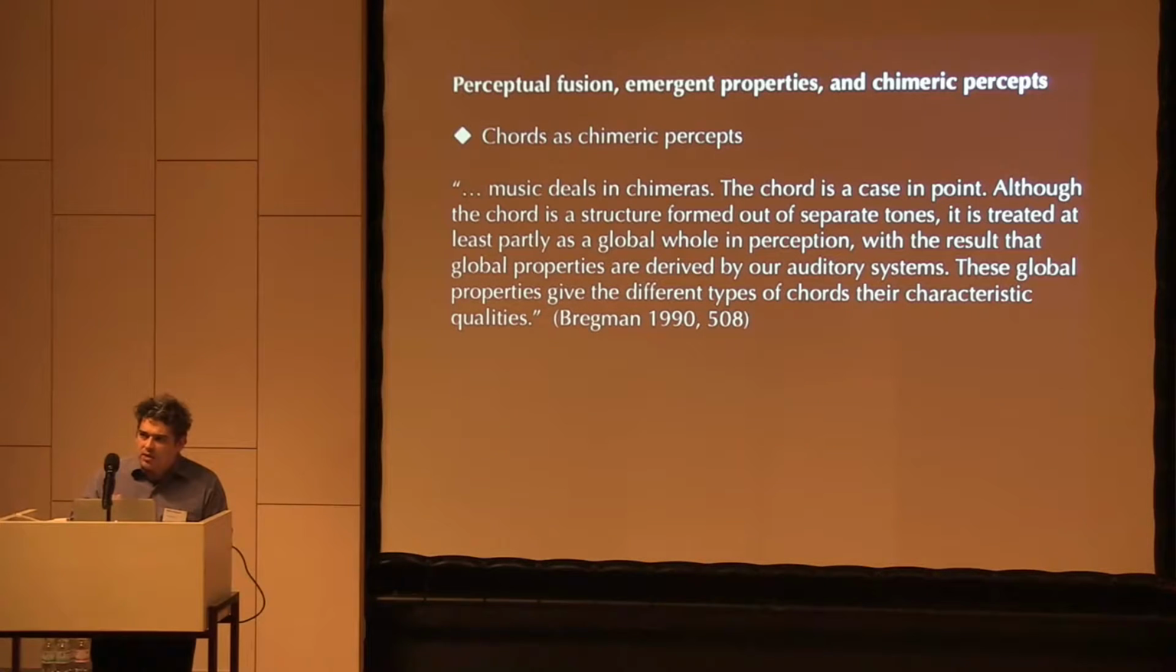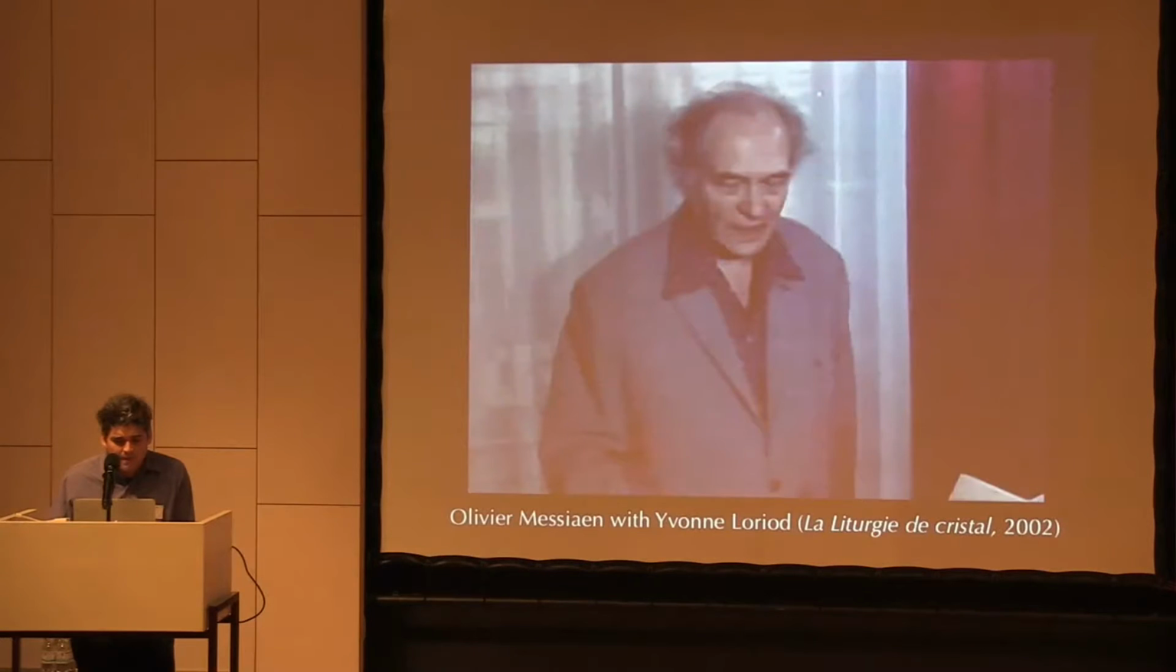I want to head now into a couple musical examples. These are from a work by Messiaen and a work by Peter Ablinger. Both are works for solo piano, which I think in some very startling ways demonstrate these global properties, these emergent properties that come out of arguably just piano chords.